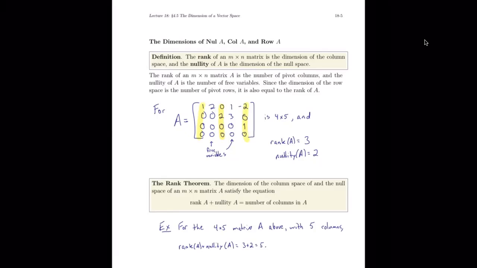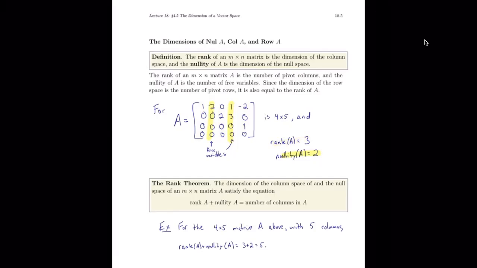Now, opposite that, any columns that didn't have a pivot in them represent columns for free variables. So x2 and x4 in this case end up being free variables. So we have a null space that's going to consist of two linearly independent vectors, and that's going to give us a nullity of 2. So 3 column space vectors and 2 null space vectors gives us rank and nullity as follows.